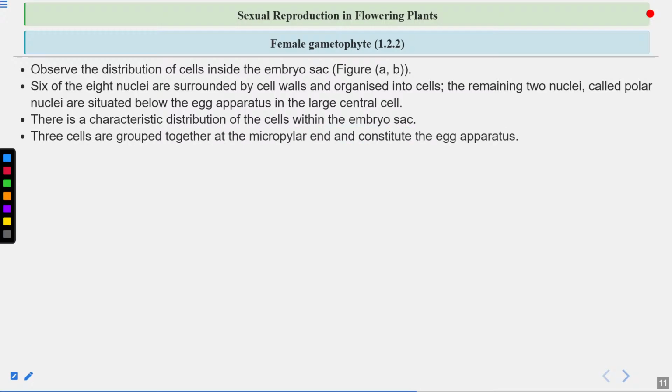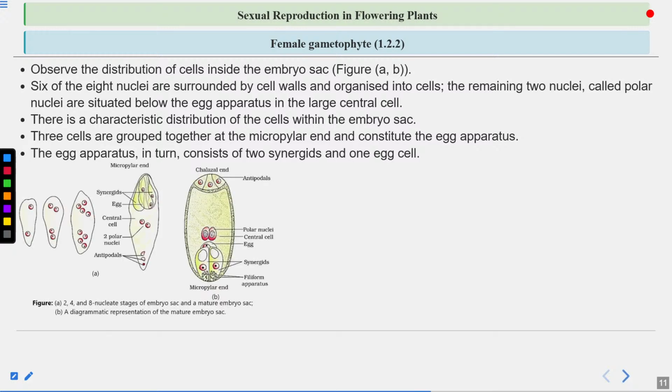3 cells are grouped together at the micropylar end and constitute the egg apparatus. At the micropylar end, 3 cells are grouped. What is that group? 1 egg and 2 synergids, and that is called the egg apparatus. The egg apparatus in turn consists of the 2 synergids and 1 egg cell. So this we have discussed in detail now.